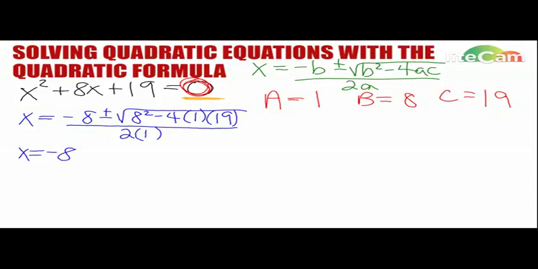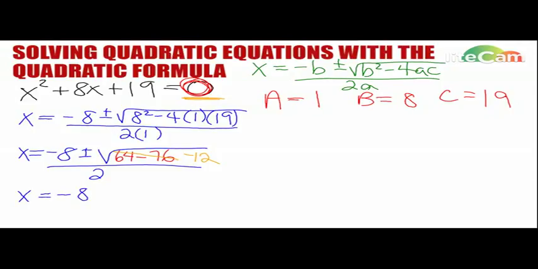The very first thing I'm going to do is the part underneath the square root, because the square root is kind of like parentheses. We have to follow PEMDAS. Notice I only multiplied the 2 times 1, so the 2 is on the bottom. The part underneath the square root is 64 minus 76, which is -12. So now I have to deal with the -12. The first thing I see is the negative, so I'm going to take out the i because I know it's imaginary.